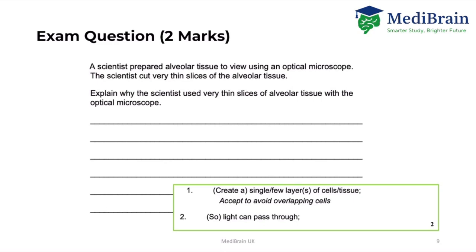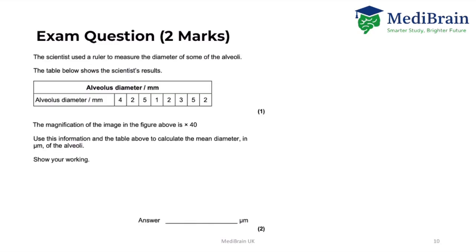Okay. Next question is a calculation question. It says the scientist used a ruler to measure the diameter of some of the alveoli. The table below shows the scientist's results. Okay, and we're given the diameter of the alveoli in millimeters. The magnification of the image in the figure above is times 40. Use this information and the table above to calculate the mean diameter in micrometers of the alveoli. So it says in micrometers.